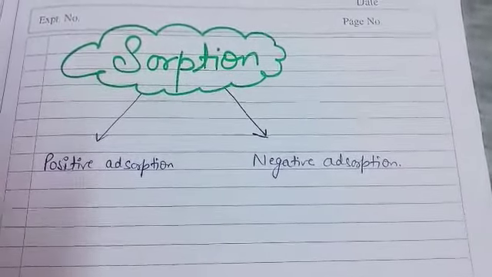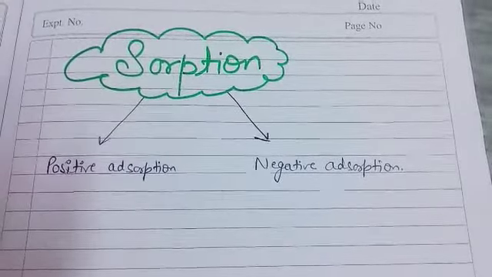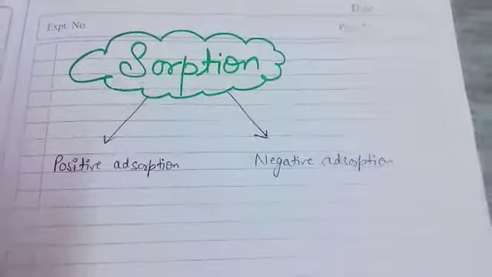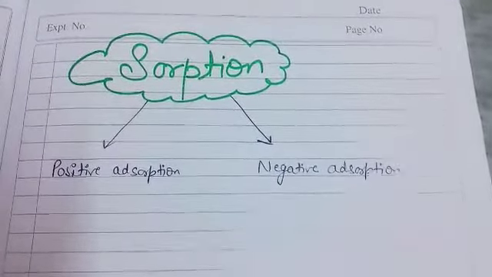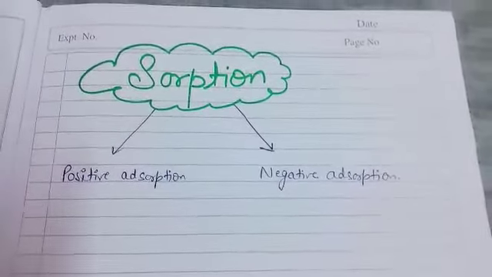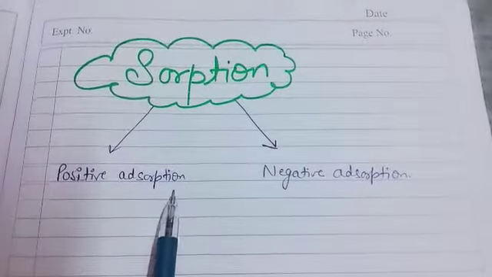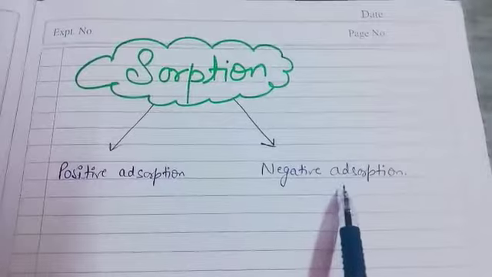In which some particles are present in the bulk also, but the higher concentration is at the surface. Both the processes are together, so that one is known as sorption. In case of sorption, it is of two types: one is positive adsorption, another one is negative adsorption.